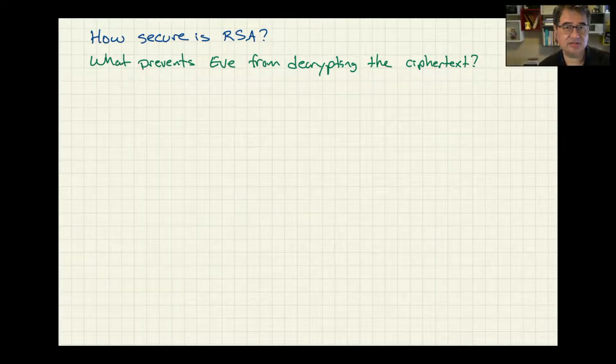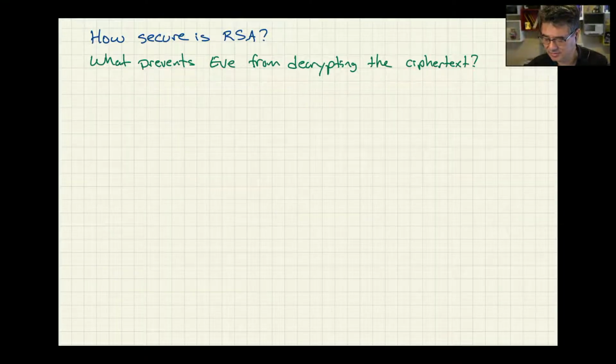But the question here is, how secure is RSA? What prevents Eve from decrypting the ciphertext? Remember, Eve has been listening in on all these transactions going back and forth. Whenever two parties communicate using any kind of encryption, in order to make it as secure as possible, they should always assume that a third party is listening in. And the whole point of this encryption is to give that third party as little information or no information at all about what's being said so that they can't decrypt it.